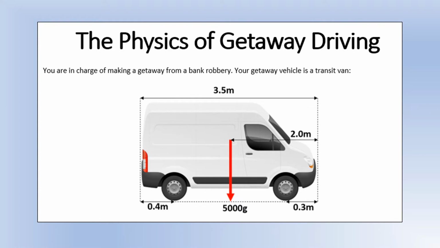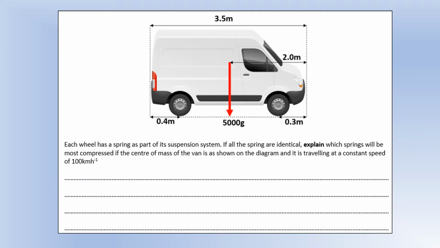You're in charge of making a getaway from a bank robbery. The getaway vehicle is going to be a transit van, classic getaway vehicle. And we've got some dimensions, and we can see where the object's center of mass is as well. Initially, anyway, it's got a mass of 5,000 kilograms. Okay, so that's our starting point. Each wheel has a spring as part of its suspension system. If all the springs are identical, explain which springs will be most compressed if the center of mass is as shown on the diagram and it's traveling at a constant speed of 100 kilometers per hour.